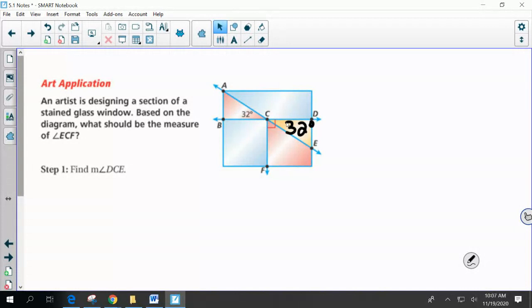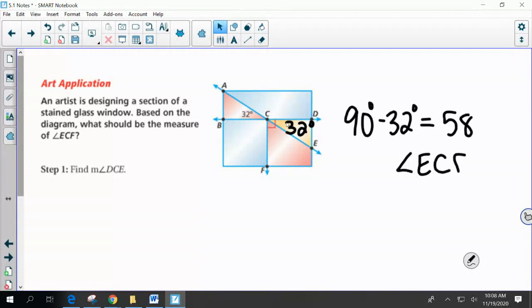Those 2 angles are directly across from each other, so that's a vertical angle. So if DCE equals 32 degrees, how could we figure out ECF? Yes. Subtract it from a right angle. Okay, so subtract it from 90 degrees. So what would you end up getting? 58. So angle ECF would equal 58 degrees.